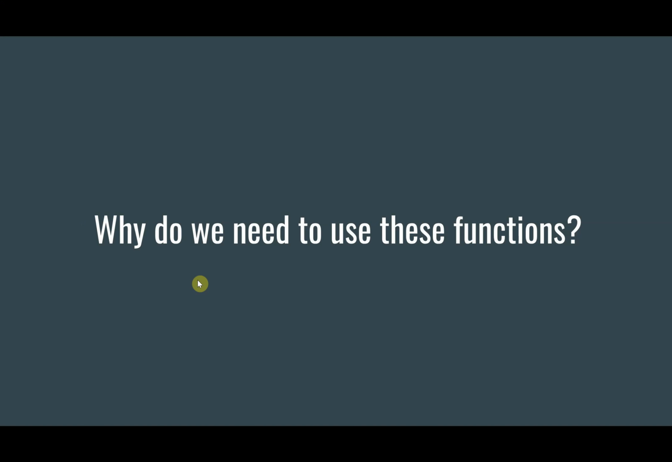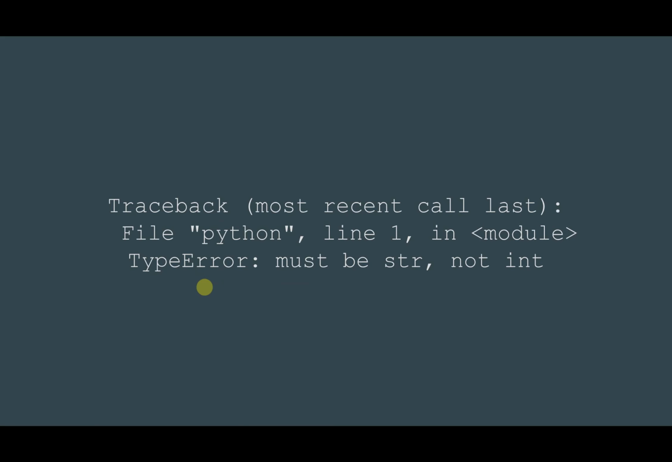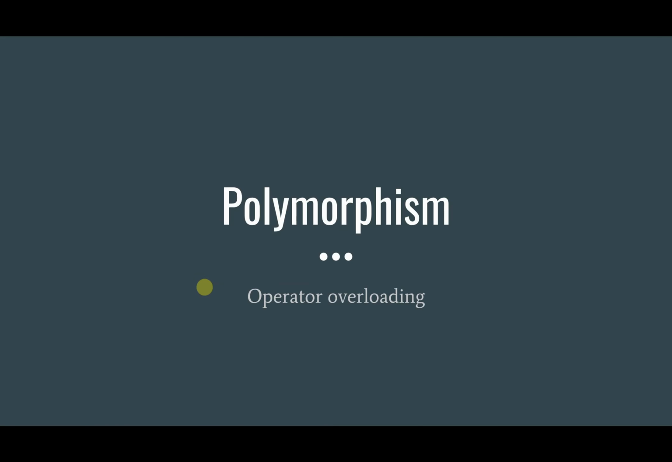So why do we need to use these functions? Go ahead and try this. We just did something similar to this in the editor, but go ahead and copy this line down. I'll wait. If you run this, you're going to get this error again. Must be str, not int. It's a type error. So this introduces a concept called polymorphism. More specifically, it introduces a branch of polymorphism called operator overloading.